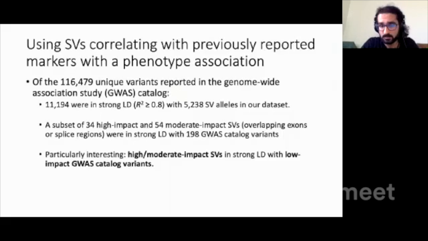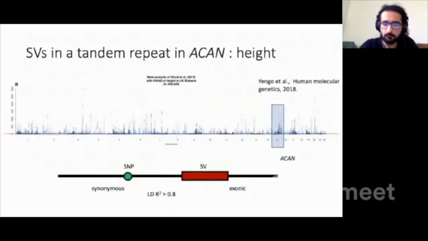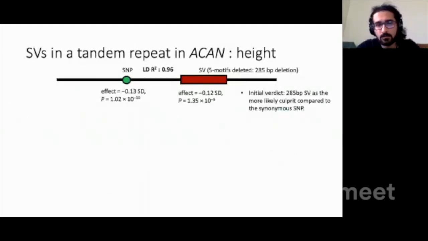Even more interesting would be such SVs in strong LD with low impact GWAS catalog variants, where the SV may be more explanatory than the SNP. Actually, one such example we found when looking at the height phenotype in a locus on chromosome 15 in the gene ACAN. We found exactly one such case where a synonymous SNP is in high enough LD with an exonic SV. The synonymous SNP has been previously reported to associate strongly with height, with a p-value of 10 to the minus 10.